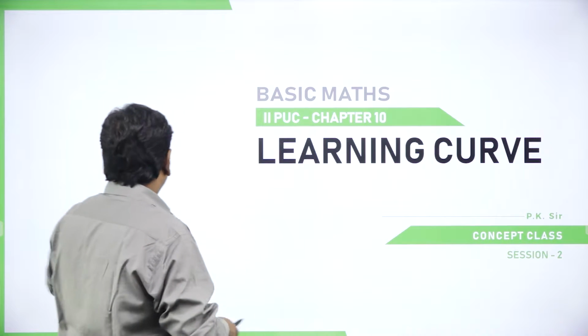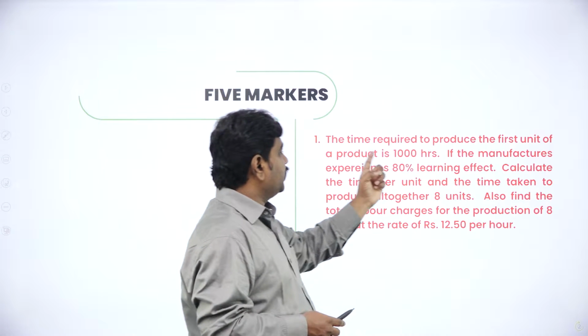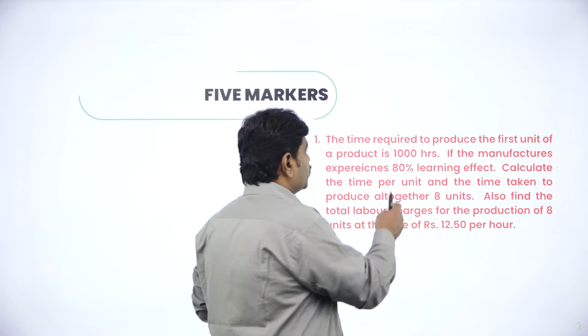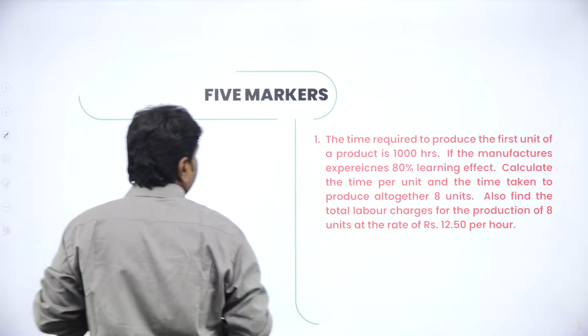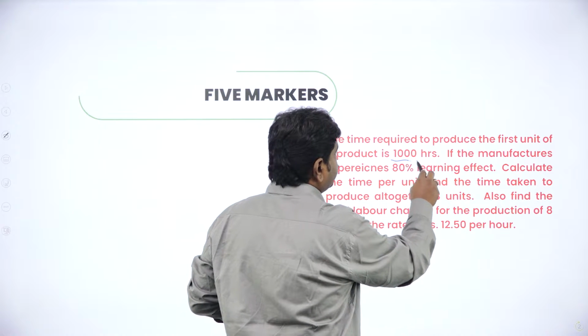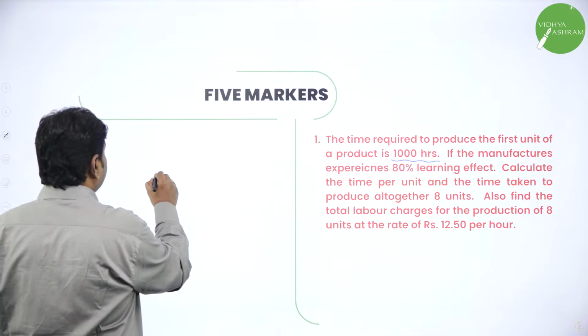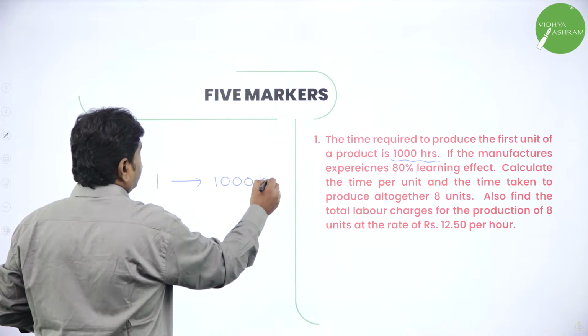Okay. So, now let me start with the first problem. See here, the time required to produce the first unit of a product is 1000 hours. So, they gave time required for first unit. What is the time required for first unit? They gave 1000 hours. For first unit, they are taking 1000 hours. This is given. So, make a note of this.